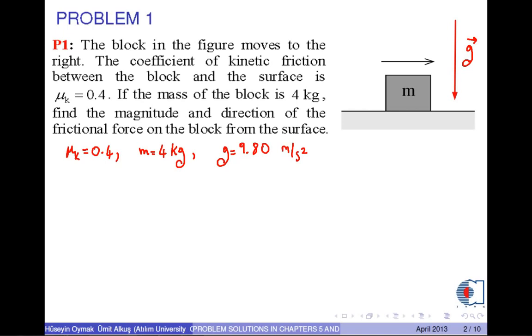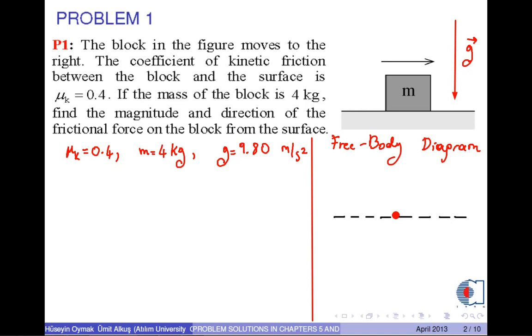In the second step, we draw the free body diagram. We represent the block with a point-like particle, and the surface is represented by a straight dashed line. Then we draw all the external forces acting on the block. The first force is naturally the gravitational force, which is calculated as m times the acceleration vector g, and it is in the downward direction.